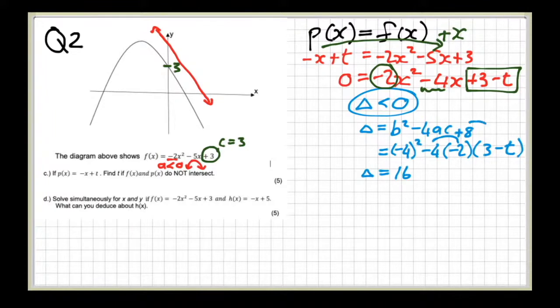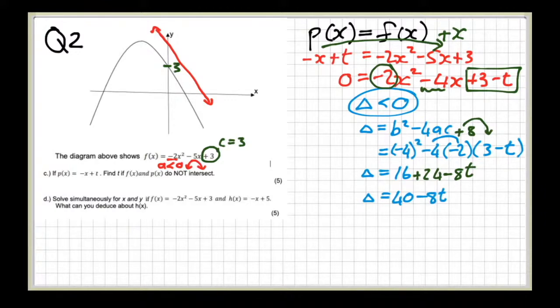If I multiply that 8, let me maybe do it in a different color for you, that gives me plus 8. If I multiply the plus 8 in, I get plus 24 minus 8t. So my simplified expression for the discriminant is equal to 16 plus 24, which is 40, minus 8t. Now I've got an expression for delta.